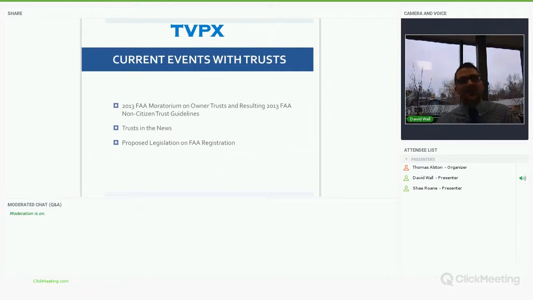Just want to go in a few minutes on current events with trusts. I rambled on more than I thought I would, so we'll try to go over this quickly. Some news about trusts and also some proposed FAA legislation that could impact trusts, but also impacts registration of aircraft generally.